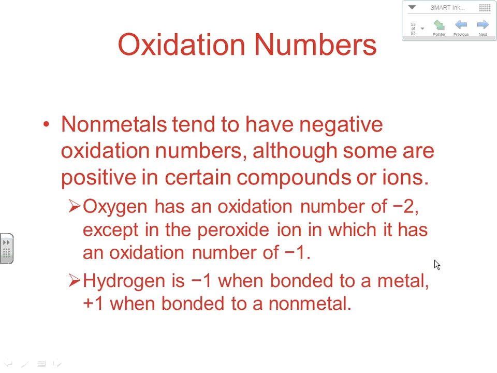Now hydrogen is a -1 when it's bonded to a metal. So when it's bonded to a metal, one thing has to gain and one has to lose electrons in order to get a stable compound. Well, metals never gain electrons. They only lose electrons. That's their only option of becoming stable. So in that case, hydrogen's forced to be a -1. But when it's bonded to a nonmetal, hydrogen's always going to be a +1. So oxygen is a -2 in almost every instance, and hydrogen is a -1 with a metal or a +1.